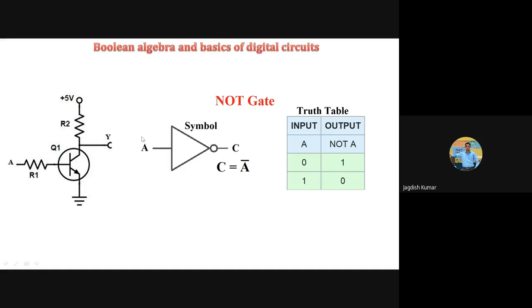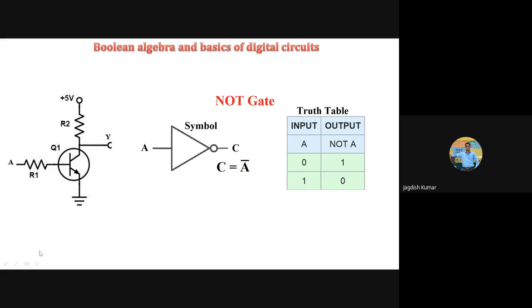Here, A is represented as the input and C is the output. And then there is something called the Boolean expression. The Boolean expression for the NOT gate is output equals input bar. Input bar means inverting the input. So if it is high, it is changed to low, and if it is low, it is changed to high.